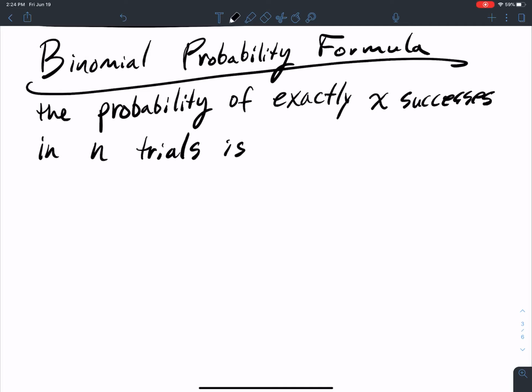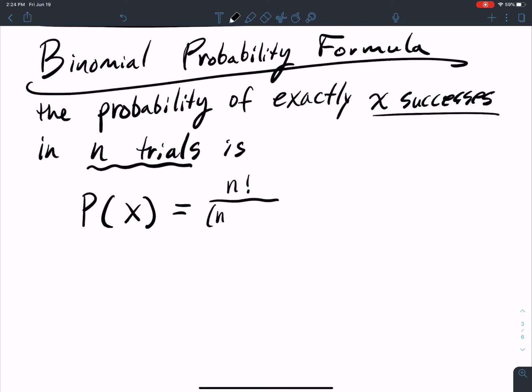So here we're going to do the binomial probability formula. This is the probability of exactly X successes in N total trials. This is equal to the probability that X is equal to N factorial divided by N minus X factorial times X factorial. By the way, this right here is the definition of N choose X. Okay, so N objects chosen X at a time.